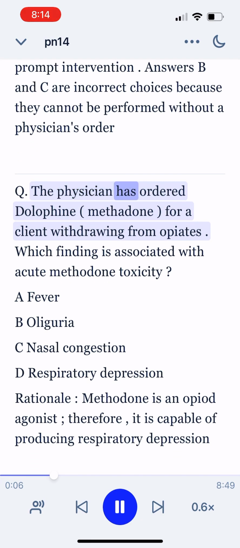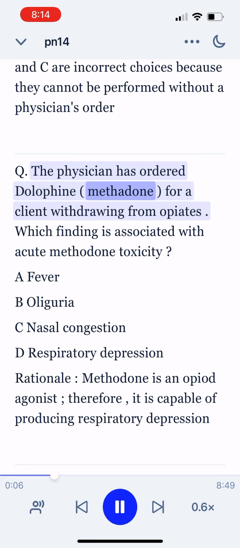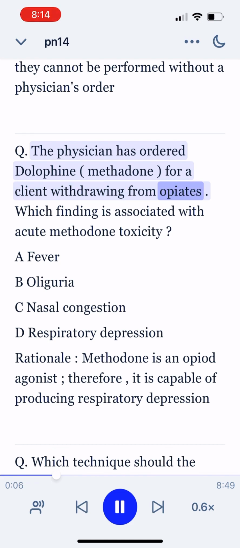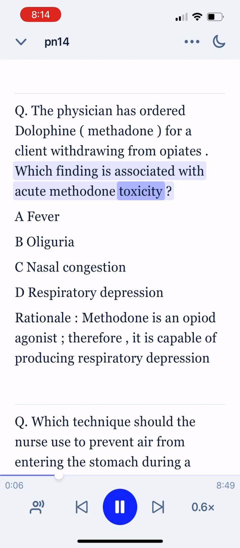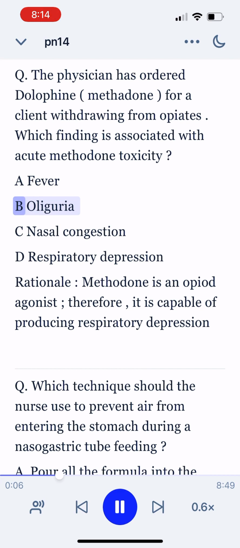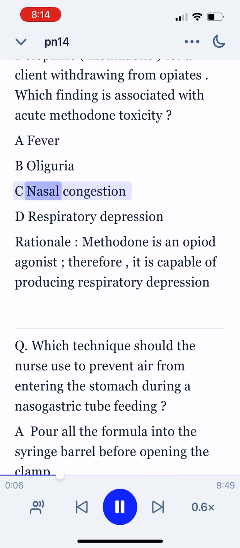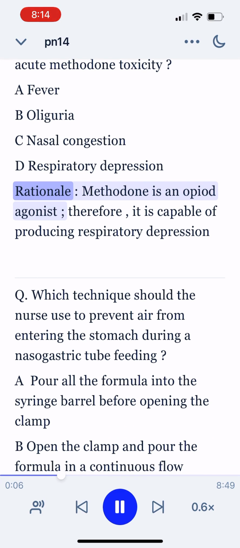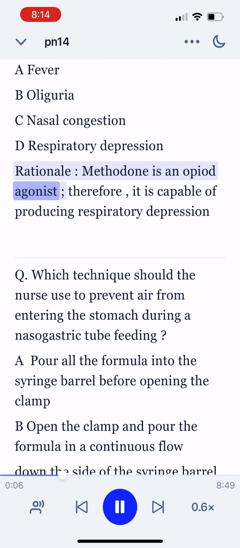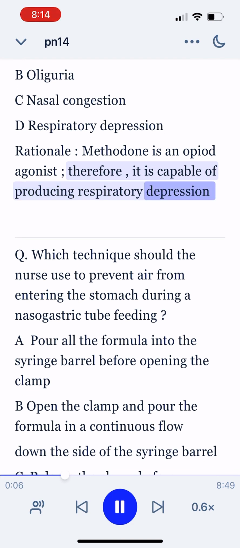Q. The physician has ordered methadone for a client withdrawing from opiates. Which finding is associated with acute methadone toxicity? A. Fever. B. Oliguria. C. Nasal congestion. D. Respiratory depression. Rationale. Methadone is an opiate agonist, therefore, it is capable of producing respiratory depression.